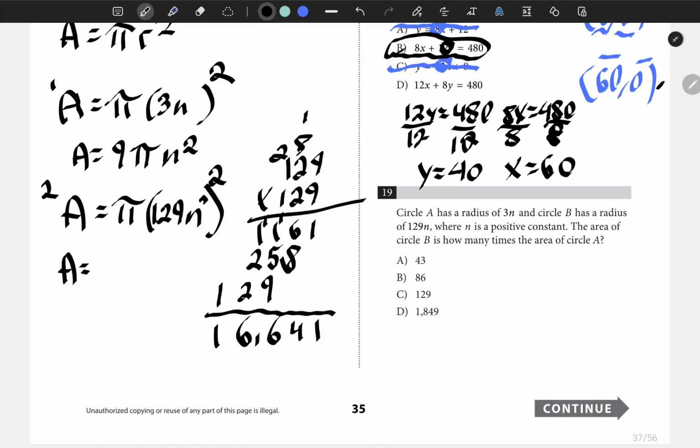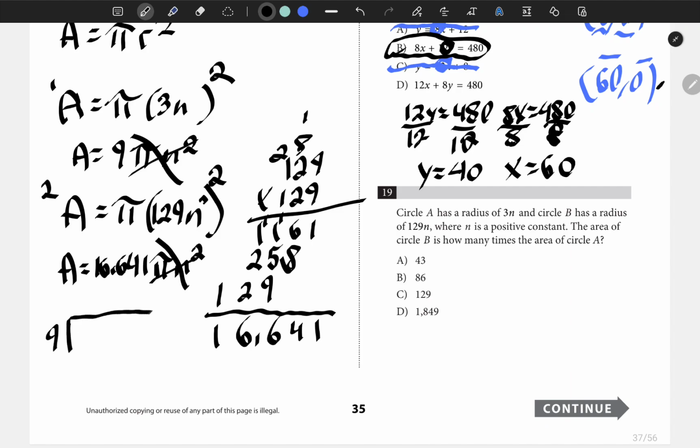So A is equal to 16,641 pi n squared. Now, as you can see, we have things that are the same. So we have pi and n squared, so we can eliminate those. We're just trying to see the numbers, and we're going to see how much is 16,641 divided by 9. Oh my God, this is such a pain.